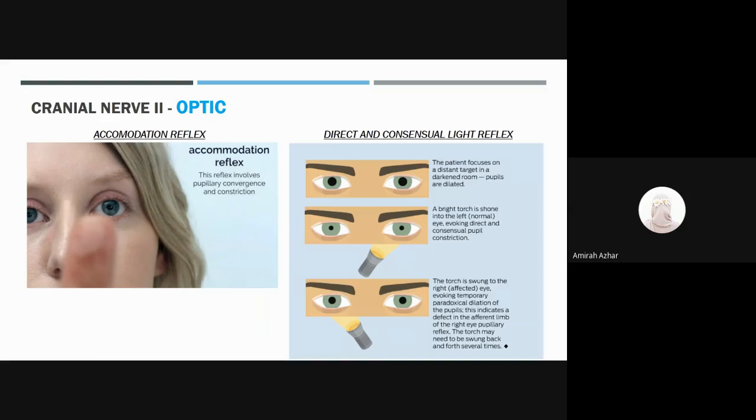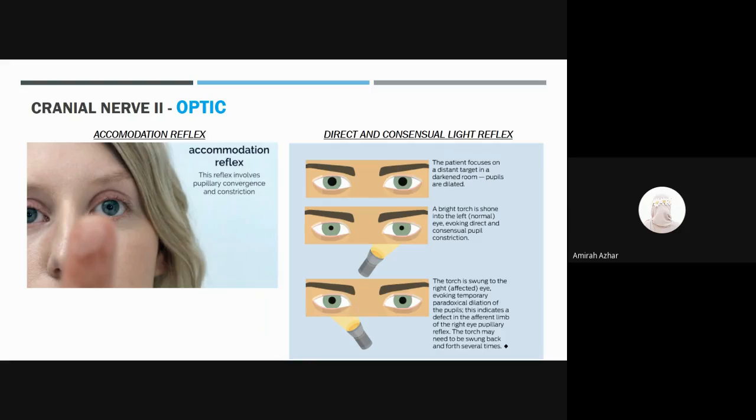Next, for accommodation reflex, you will be testing on the pupillary convergence and constriction. You ask the patient to focus on your finger, and then you move towards the patient's nose. In a normal situation, the patient's eyes will look cross-eyed and the pupil should constrict.